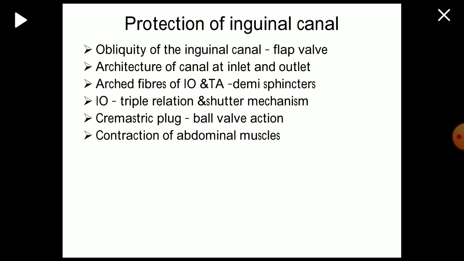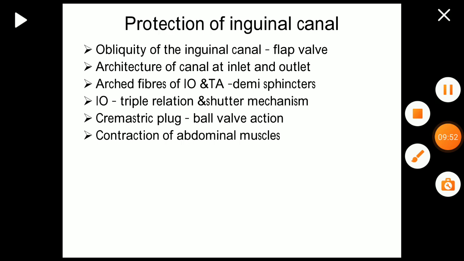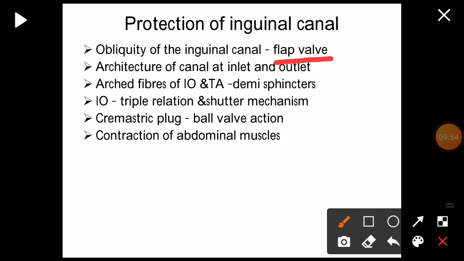Number 1, the presence of inguinal canal causes weakness in lower part of the abdomen. Therefore, when intra-abdominal pressure is increased, the anterior and posterior walls of the canal are approximated, thus obliterating the passage. This mechanism is called as flap valve mechanism. That is, two things: obliquity of inguinal canal and also due to compression of inguinal canal posteriorly. That is the mechanism called as flap valve mechanism.